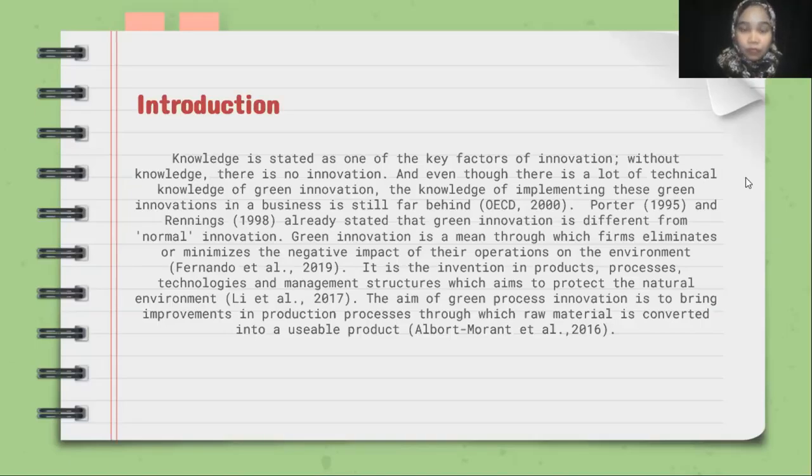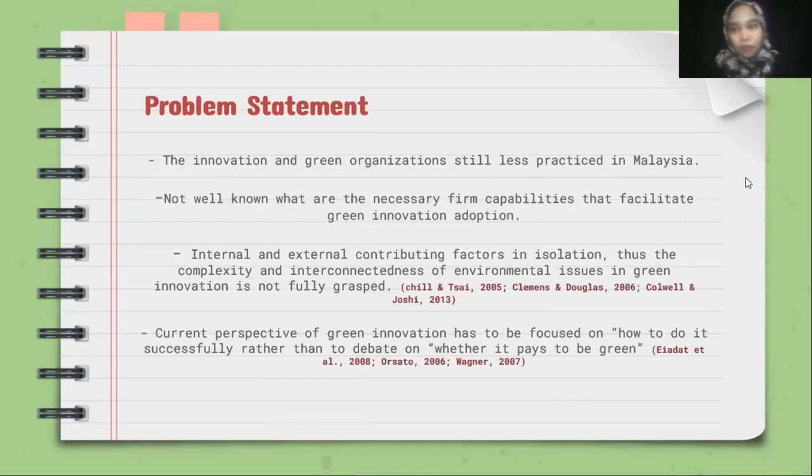So what is green innovation? Green innovation is a means through which firms eliminate or minimize the negative impact of their operation on the environment, according to Fernando et al. 2019. It is the invention in products, processes, technology, and management structure which aims to protect the natural environment, by Li et al. 2017. The aim of green process innovation is to bring improvements in production processes through which raw material is converted into a usable product, according to Albort-Morant et al. 2016. Moving on to problem statement.